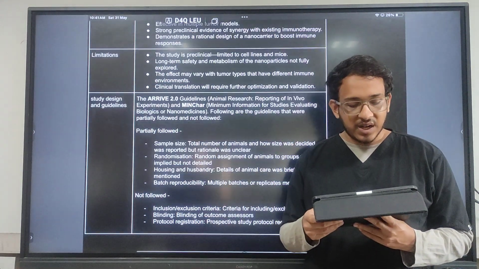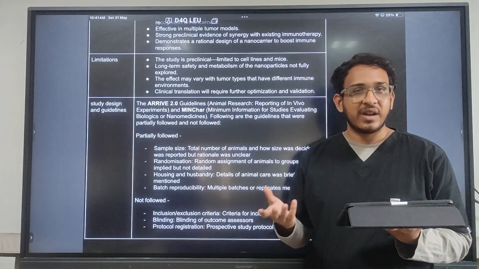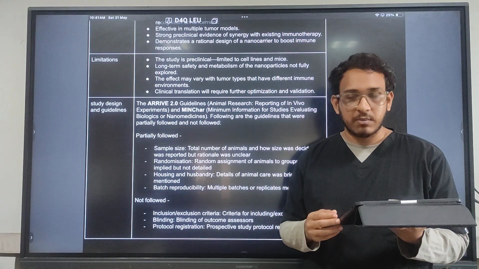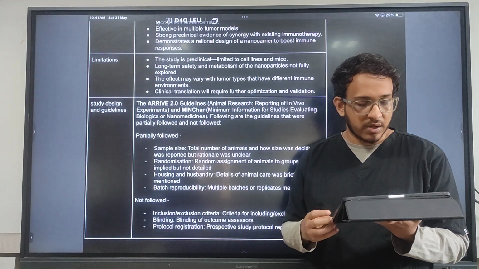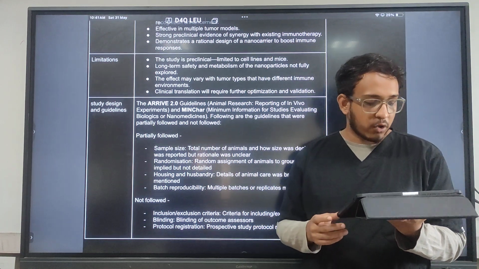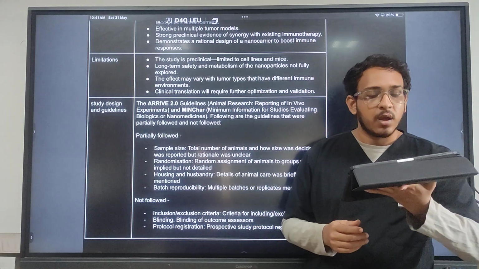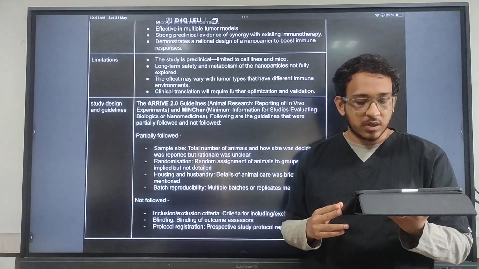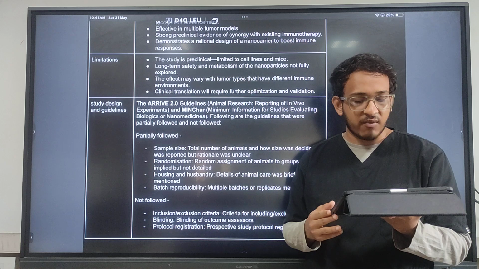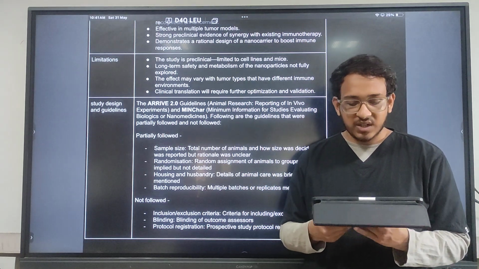The study design and guidelines: because it was both an in vitro cell line study and an animal study, it followed the ARRIVE guidelines and the MINCHAR guidelines. So the following guidelines were partially followed. The sample size, total number of animals, and how the size was decided were not reported, so the rationale was unclear.